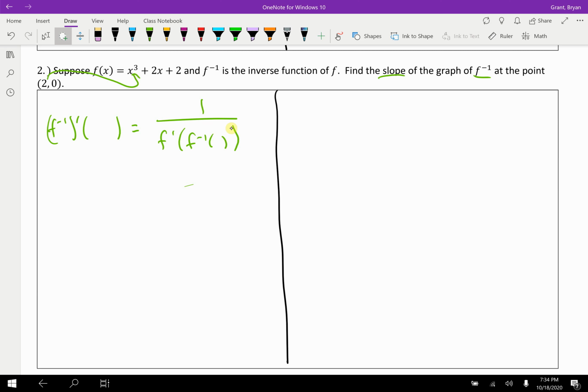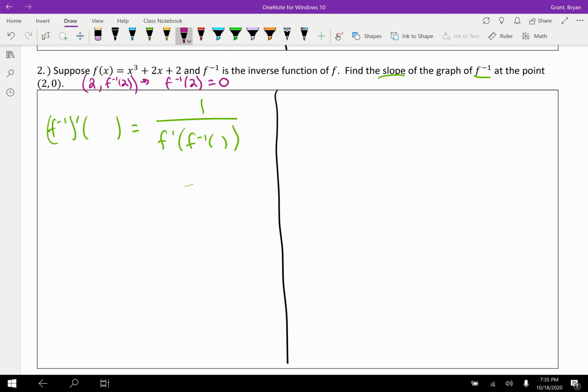Plug 2 in here. Is 2 cubed plus 2 times 2 plus 2 equal to 0? I don't think so. However, if you take the output and plug it into the input, do you get 2? You do. That means that this point is actually the point 2 comma f inverse of 2. Or if you wanted, it means that f inverse of 2 is 0. It's on the graph of f inverse.